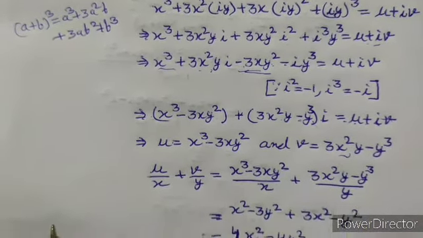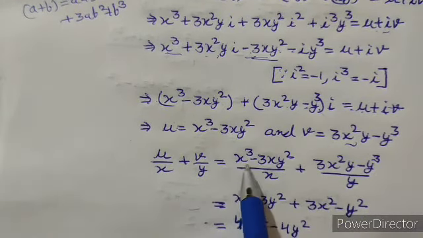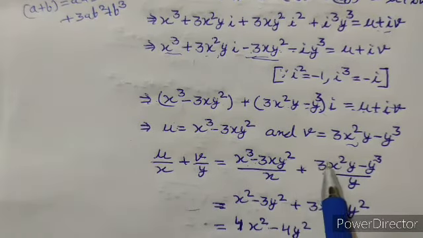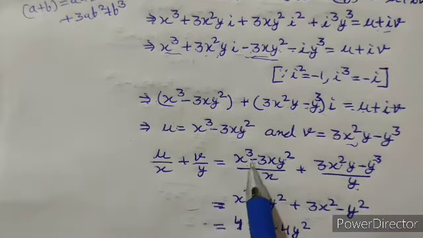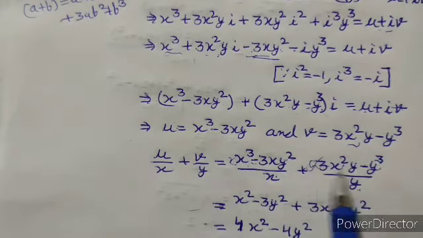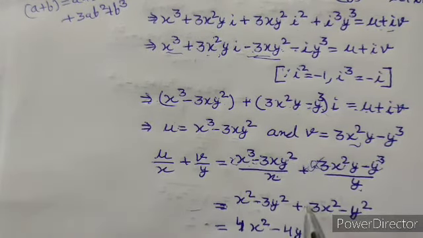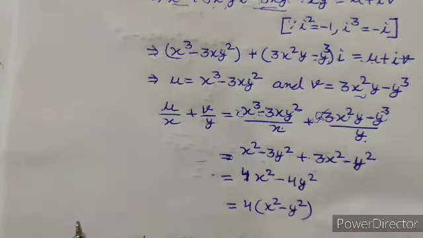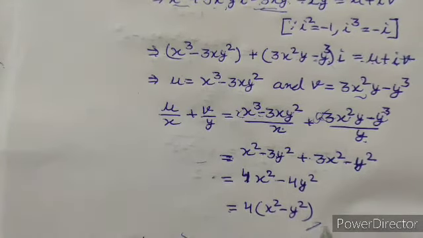Now we have to find out the value of u upon x plus v upon y. So it will be equal to x cube minus 3xy square upon x plus 3x square y minus y cube upon y. Here on taking x as common, x will cancel out. Here we will take y as common and that will cancel out. And this will give us x square minus 3y square plus 3x square minus y square, which will be equal to 4x square minus 4y square, and that can be written as 4 into (x square minus y square).